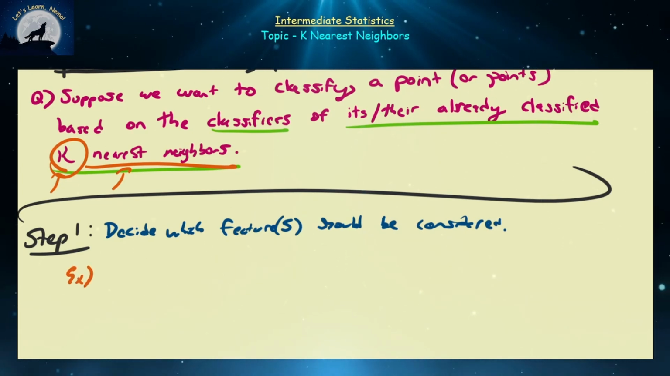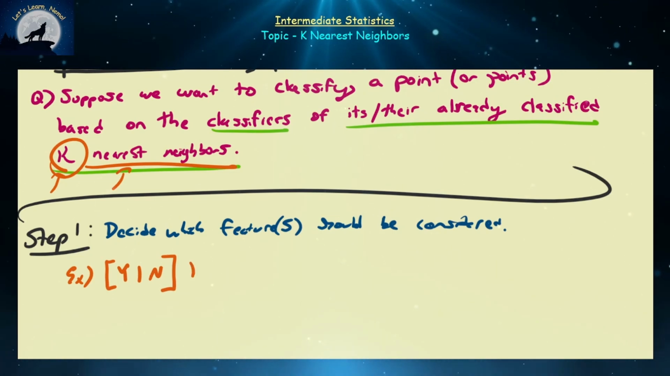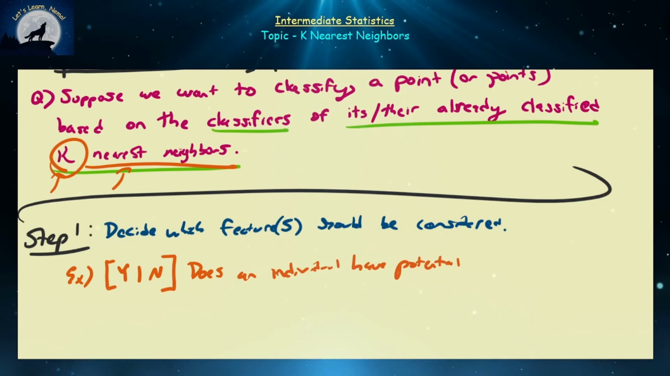As a demonstrated example, let's assume that we're going to be classifying things as either a Y or an N, a yes or a no. And let's assume that this is trying to answer the question, does an individual have potential health issues?